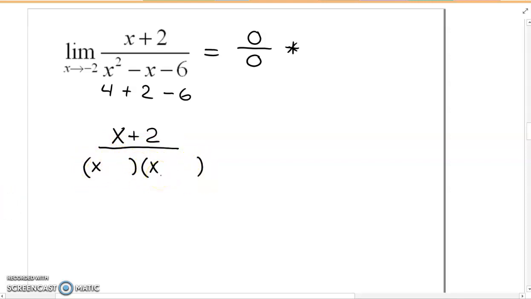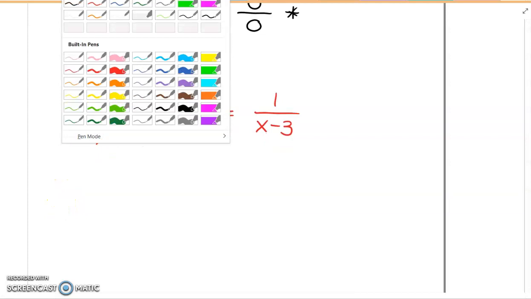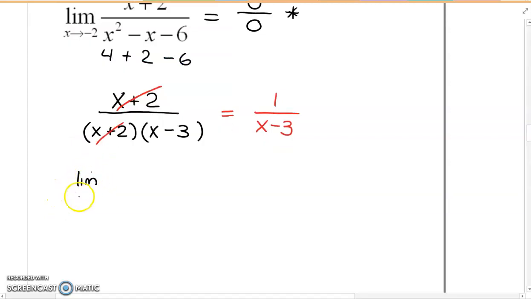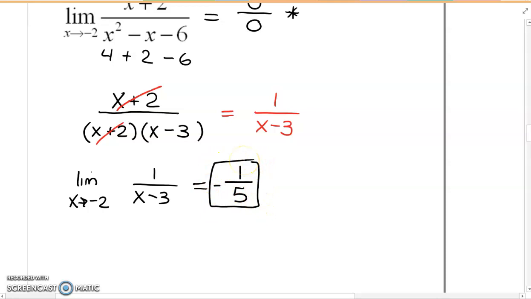So we need 2 numbers that multiply to get negative 6 but add to get positive 1. I believe that's going to be plus 2 and minus 3. With this new simplification we can eliminate the x plus 2, and we'll see that this expression equals 1 over x minus 3. Therefore, we're now going to reevaluate the limit using direct substitution with this new simplified format. When I plug in -2, I get -2 minus 3 in the denominator. So the limit here is going to equal -1/5.